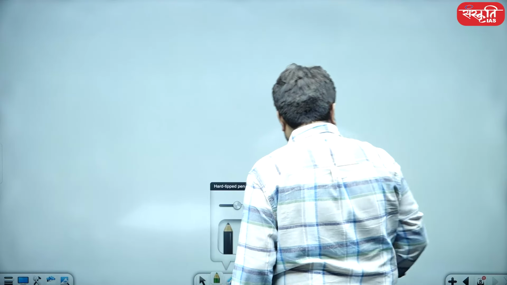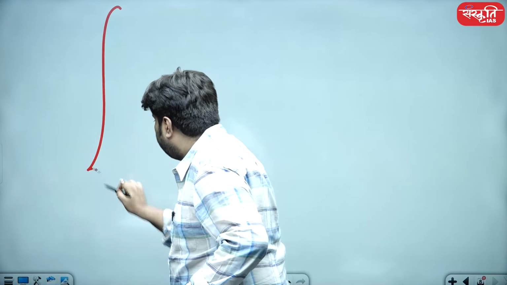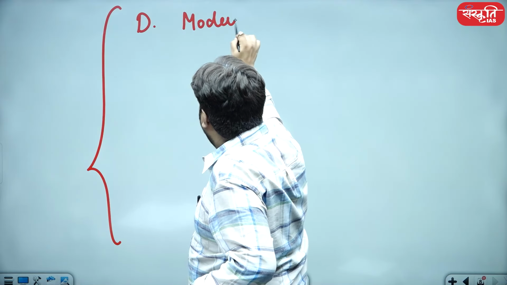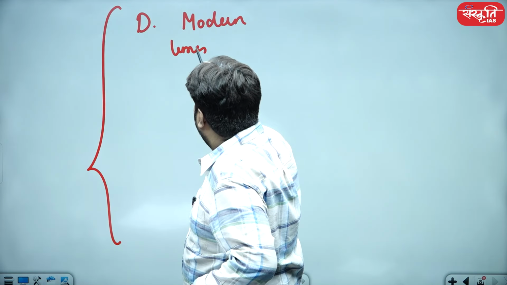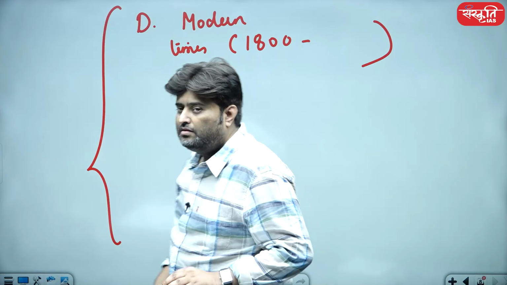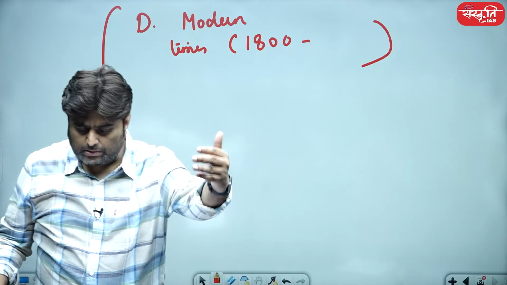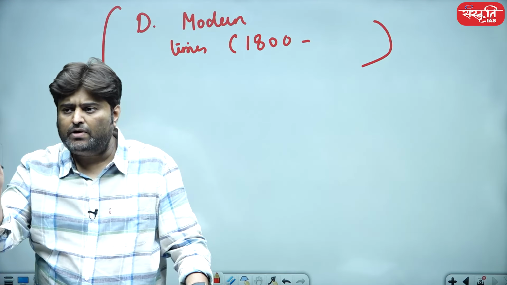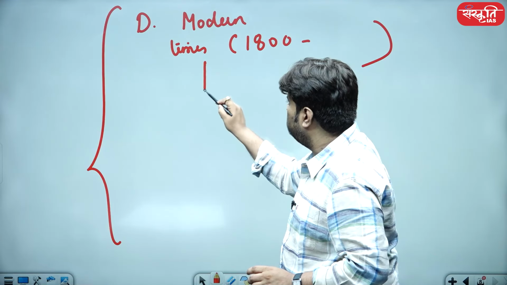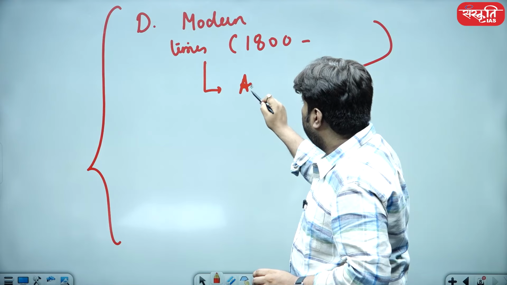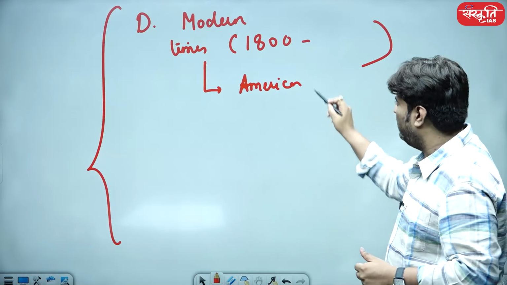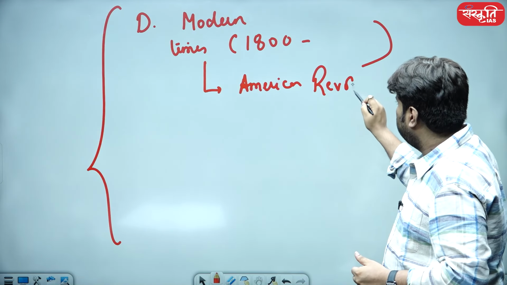Last, modern day times. During the modern day times, I should include the time period of 1800 to right now. So one very important event took place during the modern time itself, the American Revolution, close to 1800, not exactly 1800, but close to 1800.